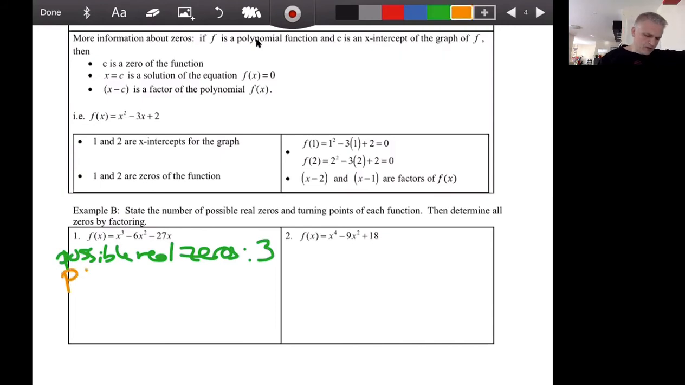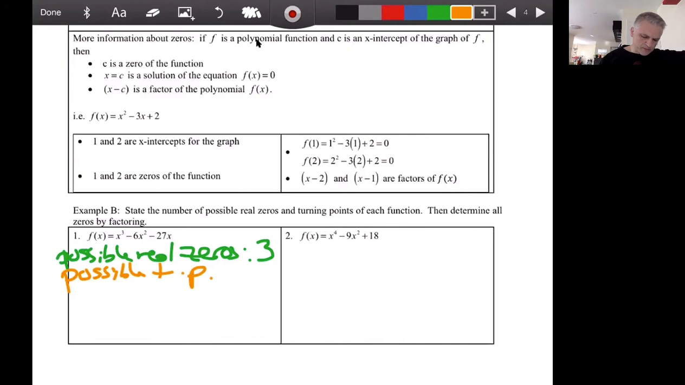How many possible turning points? I'm going to put TP. Get your laughter out of the way if you want to. Middle school just called. They want their ha-has back. All right. Okay.